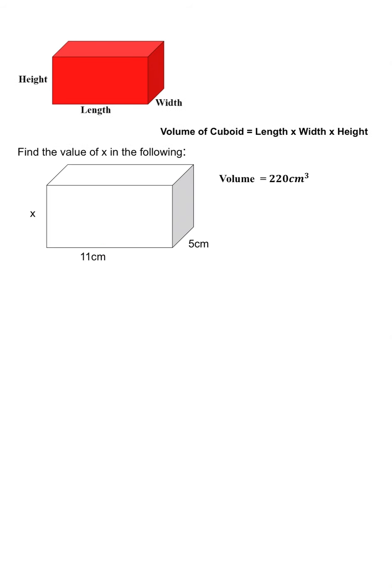Okay. So sometimes you can be faced with a question where they don't give you one of the sides. So here, as you can see, we don't have our height, but we have our length and we have our width. This is the height. Okay, so we know the volume. To find that, we multiply all the sides. So let's do that. So the volume is going to be 11 times 5 times x. That is equal to 220.